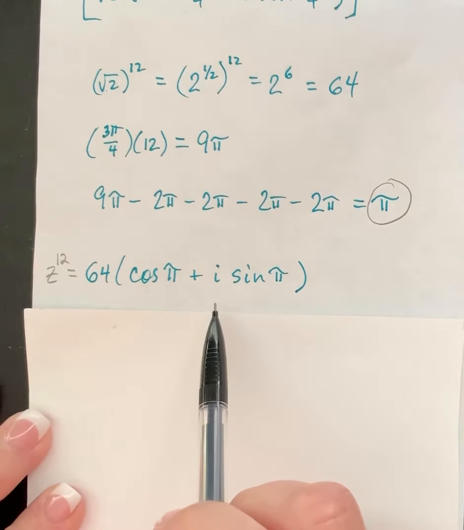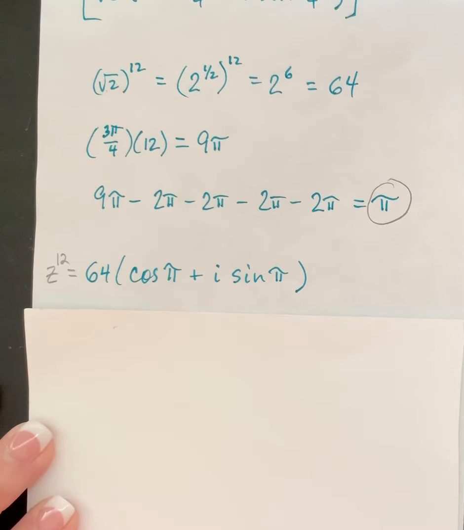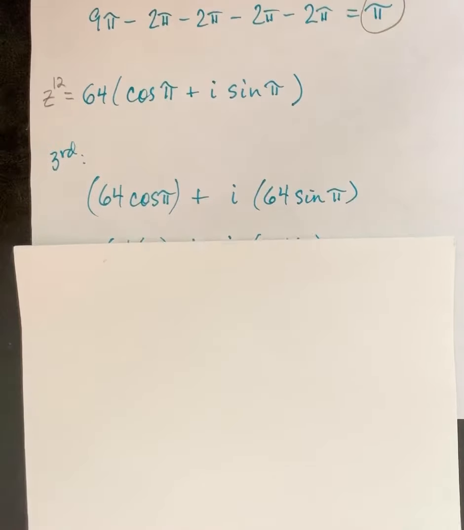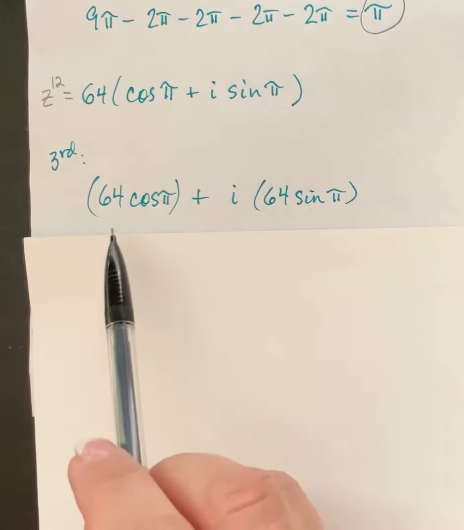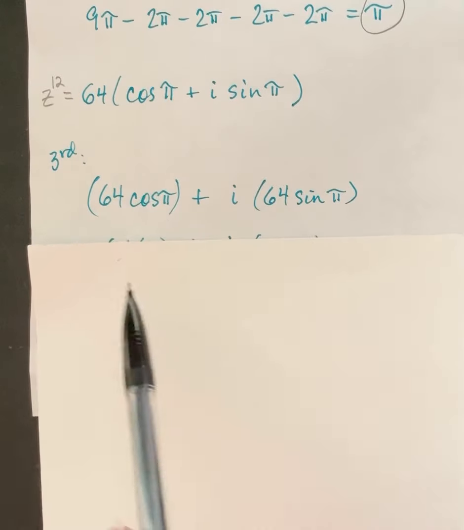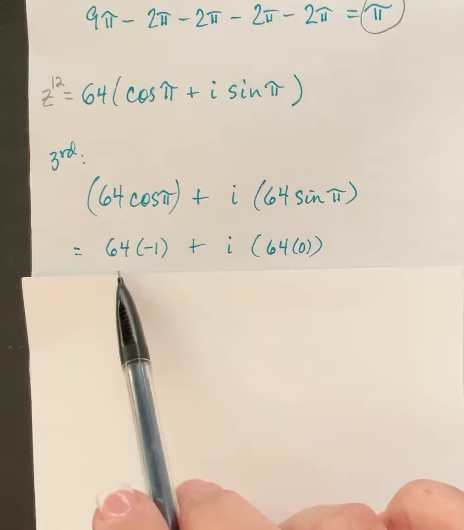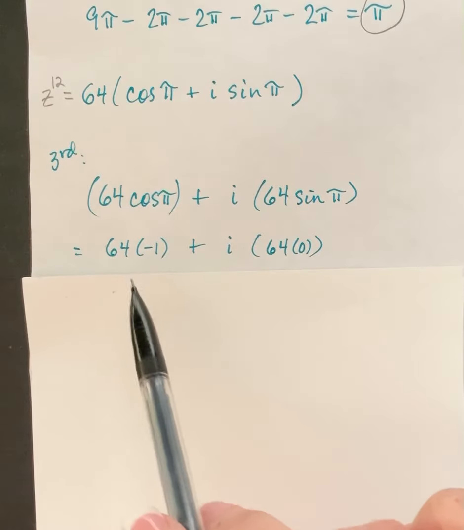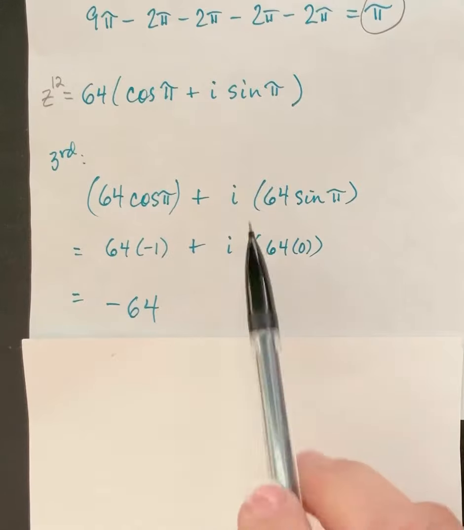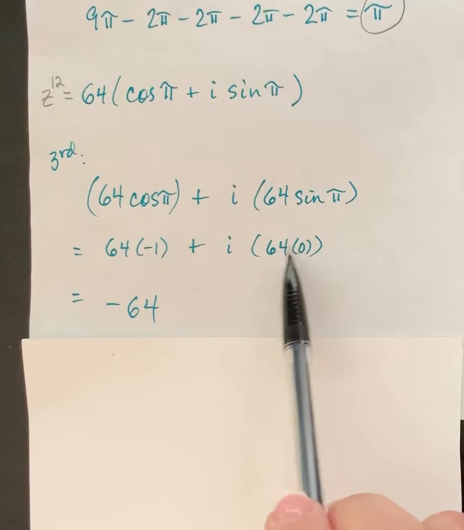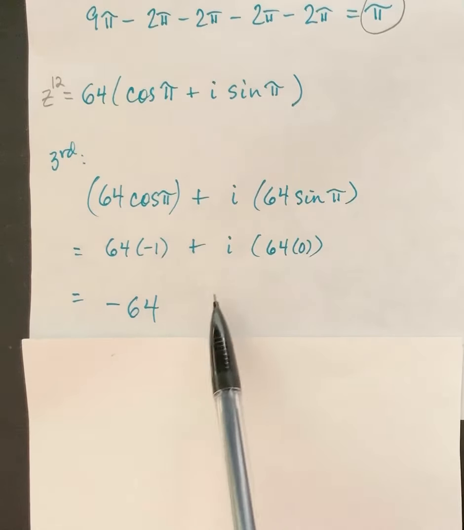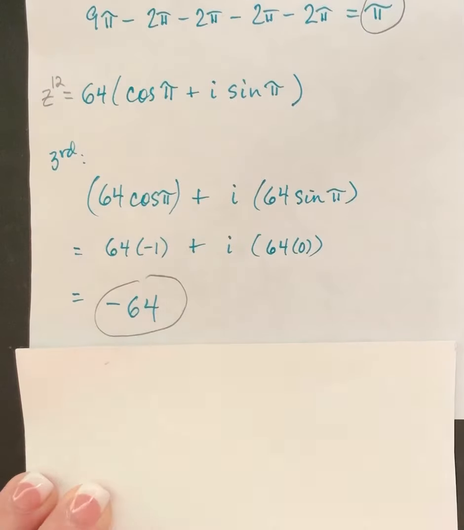All right, most of the time if the original question is given to you in standard form, they want the final answer in standard form. So that's why we have the third part of the question where we'll take that trig form and return it to standard form. So basically this is where you distribute the 64 and work out the trig values. So you're going to do 64 times the cosine of pi, which would be 64 times -1, and you'll get -64. That'll be the real part. And you'll do 64 times the sine of pi, which is 64 times 0. That gives you 0, so the imaginary part is actually 0. So you just end up with the answer of -64.